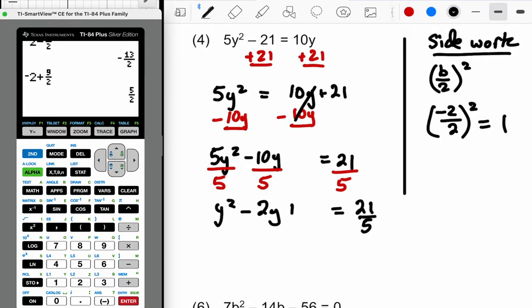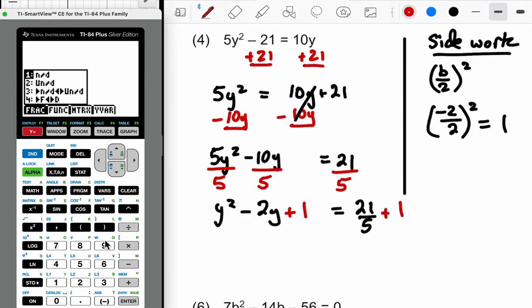I'll do that in a different color. All right. Now, I can get a common denominator and add these two numbers together on the right-hand side. I don't want to. I'd rather just let the calculator do it. Take a little break from thinking here. So alpha y equals n over d. It's a good feature on the calculator.